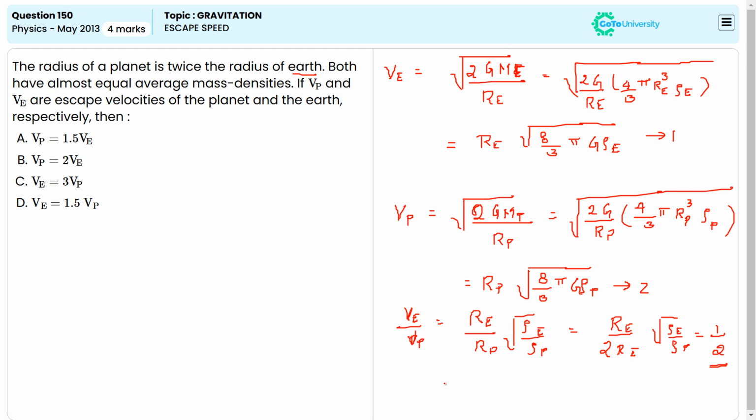That means VP is cross multiplied by 1, so I equate VP equal to 2 times VE. So this is our answer. This comes in the options. VP is equal to 2 times VE. Yes, this is the right answer. Option 2 is the right answer.